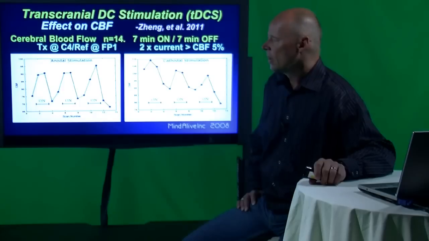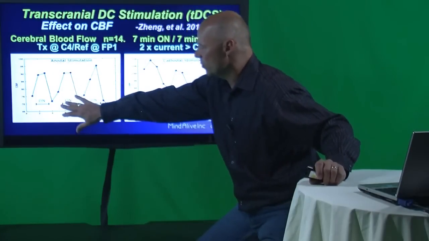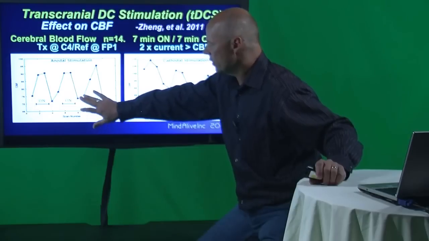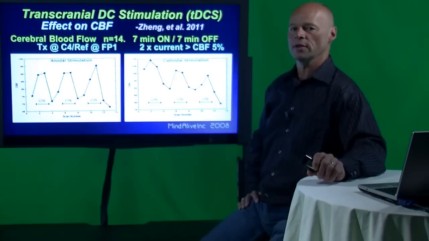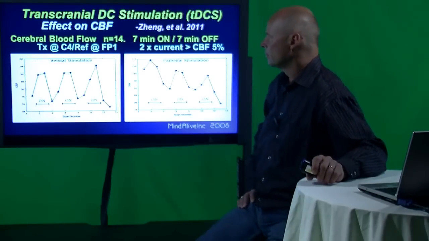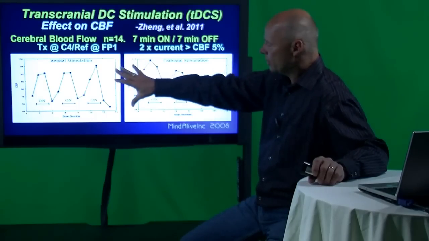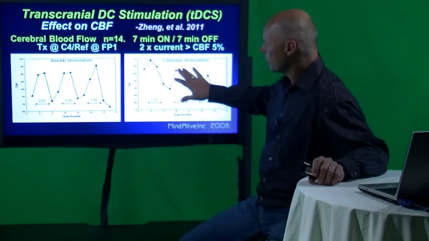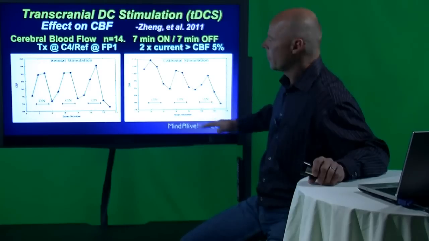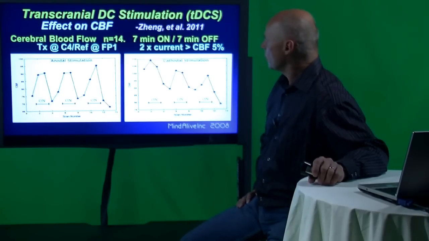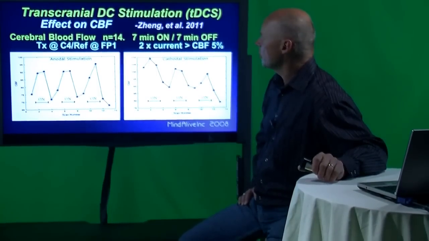cerebral blood flow. And what we see here is anodal stimulation applied for 7 minutes with a 7-minute break, and then reapplied for 7 minutes with another 7-minute break, and then reapplied again, has a tendency to push an upward trend in cerebral blood flow. We can also see here with cathodal stimulation, applied the same way, 7 minutes on, 7 minutes off, three times, that there is a downward trend in cerebral blood flow. It was also found that when the current was doubled, cerebral blood flow could be increased by 5%.